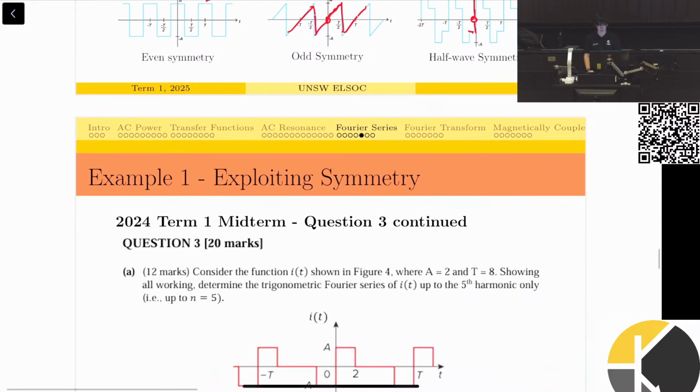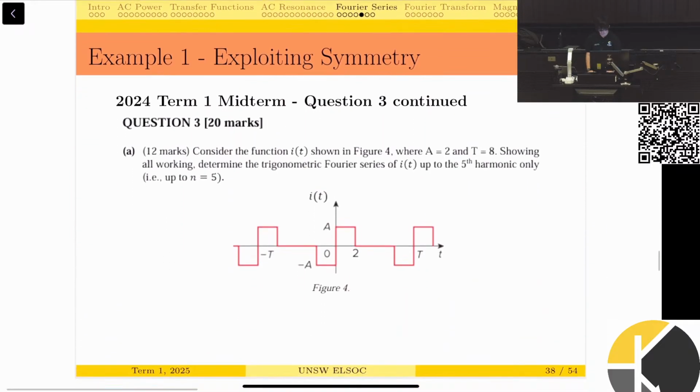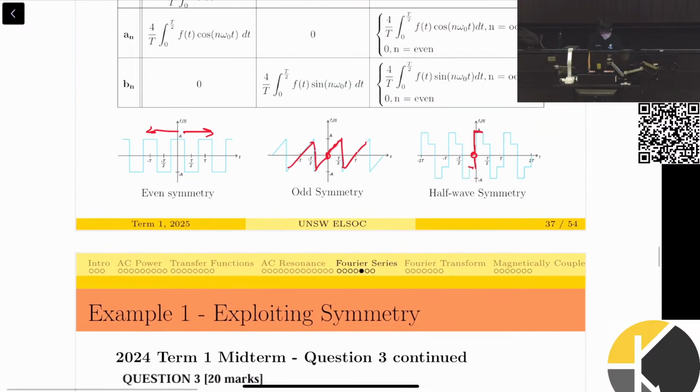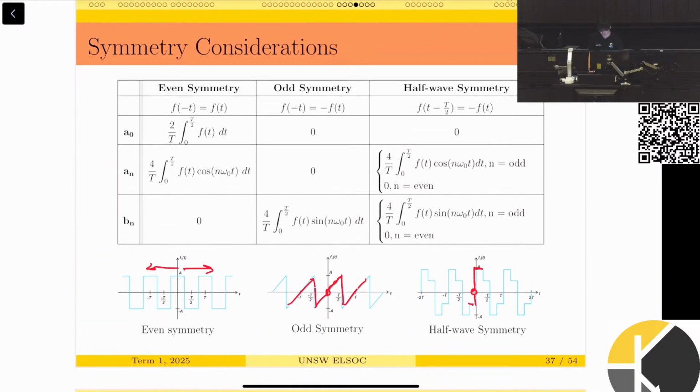Cool. So let's try applying that to a question. Consider the function shown in figure 4, where A is 2 and T is 8. Showing all working, determine the trigonometric Fourier series. So can anyone tell me what symmetry we have for this function? Odd? Yeah, odd. If I, again, start from here, and I look towards the right and towards the left, they are always moving in opposite directions. So this is odd.